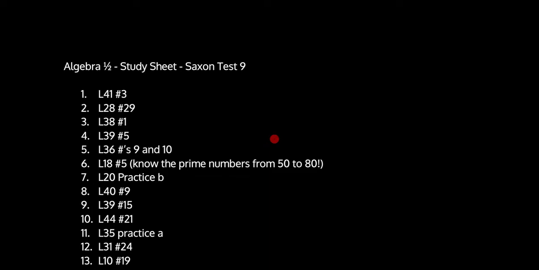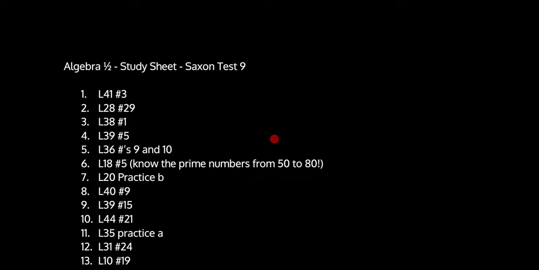Algebra 1 halfers. I am going to go over the study sheet for Saxon Test 9 that you're going to complete probably on Monday. You have two different options for this. You could do the whole study guide and then go back and watch the video for the ones that you weren't sure of. Or two, you could do the problem, then watch the video, do the next problem and watch the video.